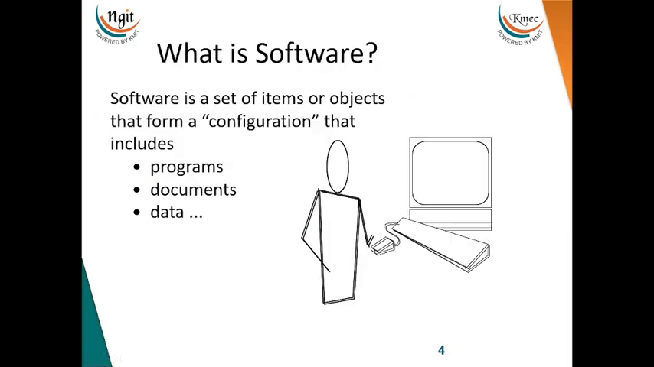Now what do you mean by software? It's nothing but a configuration of a program, documentation and data. When you write a program, you also write a helpline. If you develop a project, you need documentation for it, and the data you are using. So software is nothing but a configuration of program, documentation and data.